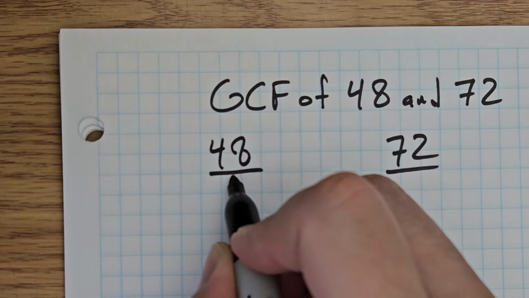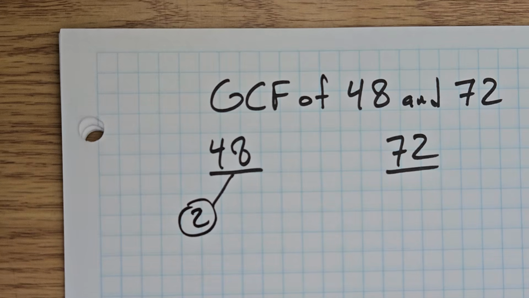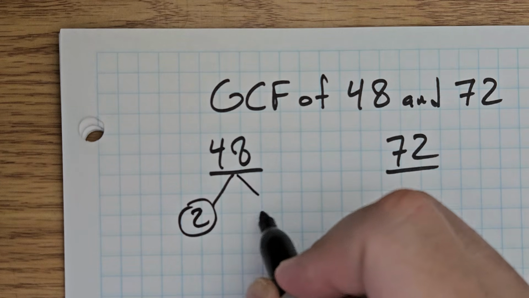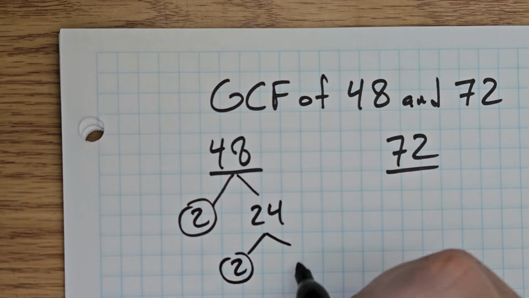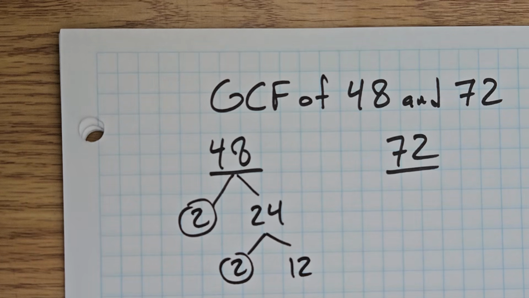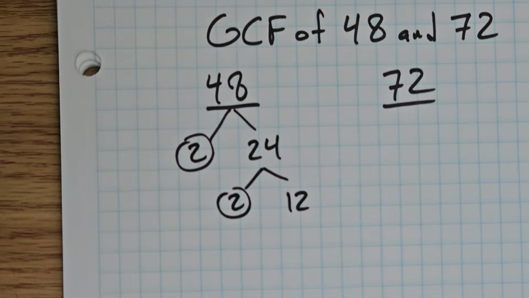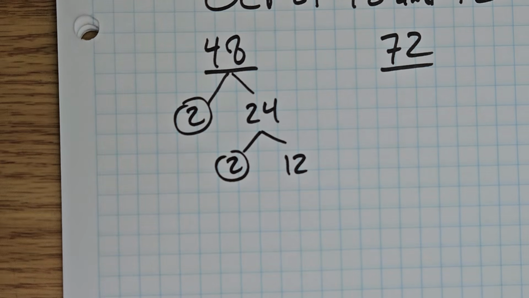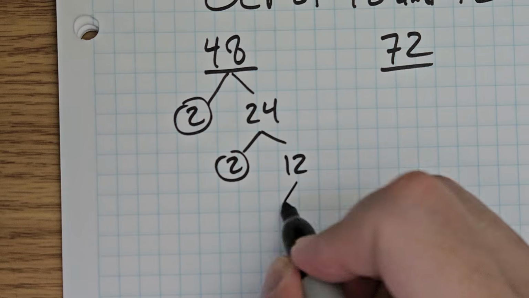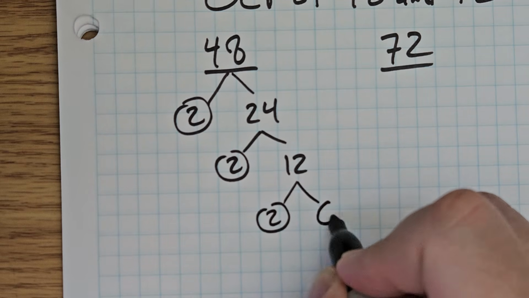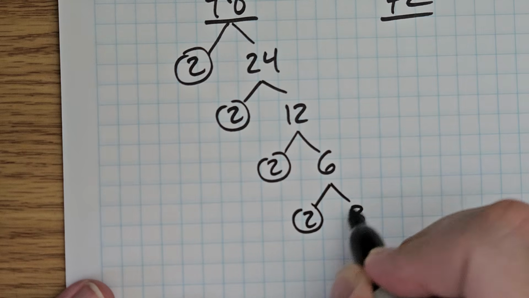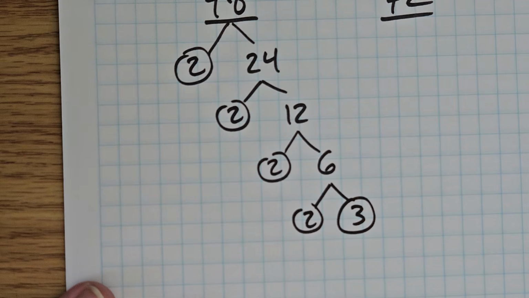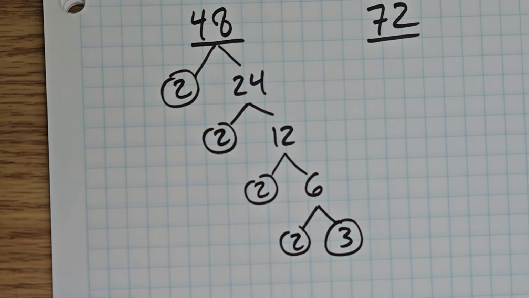Is 48 divisible by 2, or in other words, does it contain a factor of 2? Yes, it does. 48 divided by 2 is 24. Does that also have a 2? Yes. 24 divided by 2 is 12. Notice that I am circling my prime factors. Is 12 divisible by 2? Yes. Is 6 divisible by 2? Yes, and what's left is 3, which is also prime, so I circle it and I'm done.